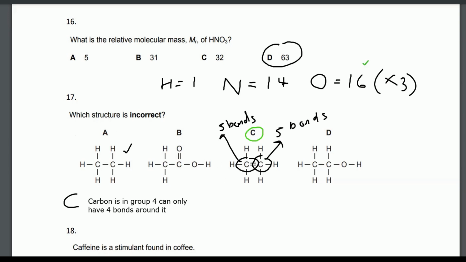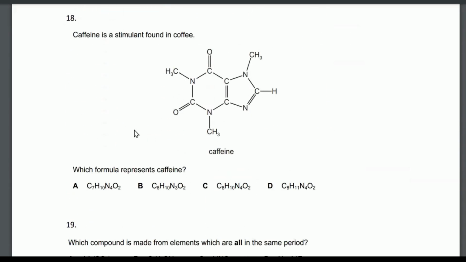So that is an incorrect structure. C could not form. Okay, 18. Caffeine is a stimulant found in coffee. Which formula represents caffeine? Right, we need to do a bit of adding up here.